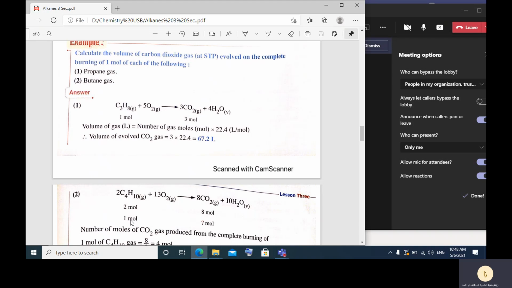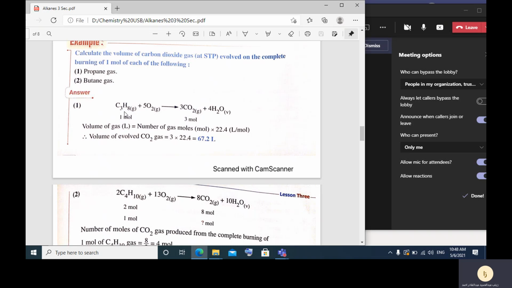If I ask you, calculate the volume of carbon dioxide at STP evolved on complete burning of 1 mole of each of the following: propane gas, butane gas. We can say this is C3H8 plus 5O2. It will give 3 carbon dioxide and 4 H2O.